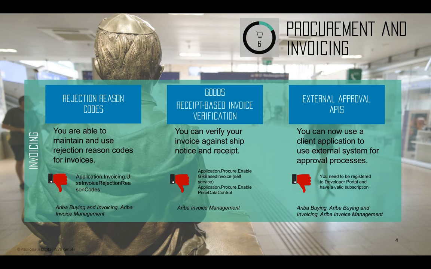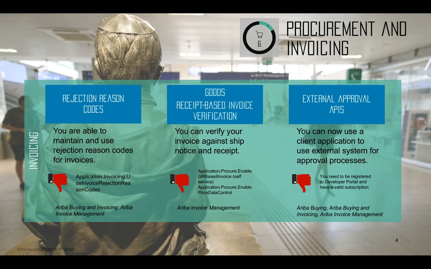For invoicing, you're now able to have a rejection reason code when you reject an invoice during an approval process. This feature also needs to be activated, so you see the parameter named here. For users of Ariba Invoice Management, you're also now able to have a goods receipt-based invoice verification. So your invoice is then verified against your ship notice or your receipt. You have here different parameters that need to be activated.